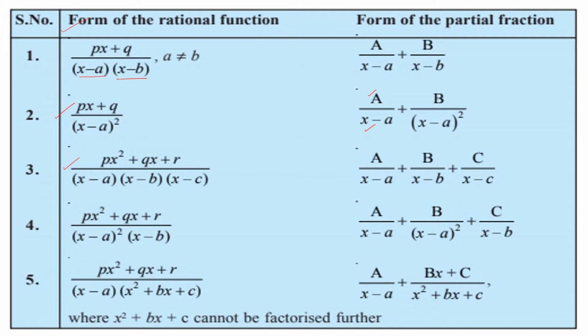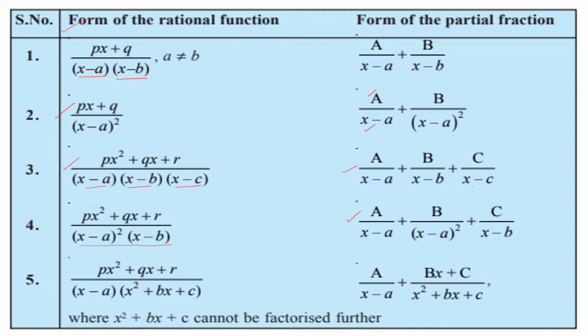The third part is if it is quadratic upon cubic, like (px² + qx + r), and the denominator has the product of three different factors. Same as in the first case, using partial fractions it is A/(x - a) + B/(x - b) + C/(x - c). And for number 4, it is (px² + qx + r), where the denominator has one repeated factor and one other factor. So how will we go? We will take the same process as number 2: A/(x - a) with the single power first, then B/(x - a)², and then the third one, C/(x - b), as it is.